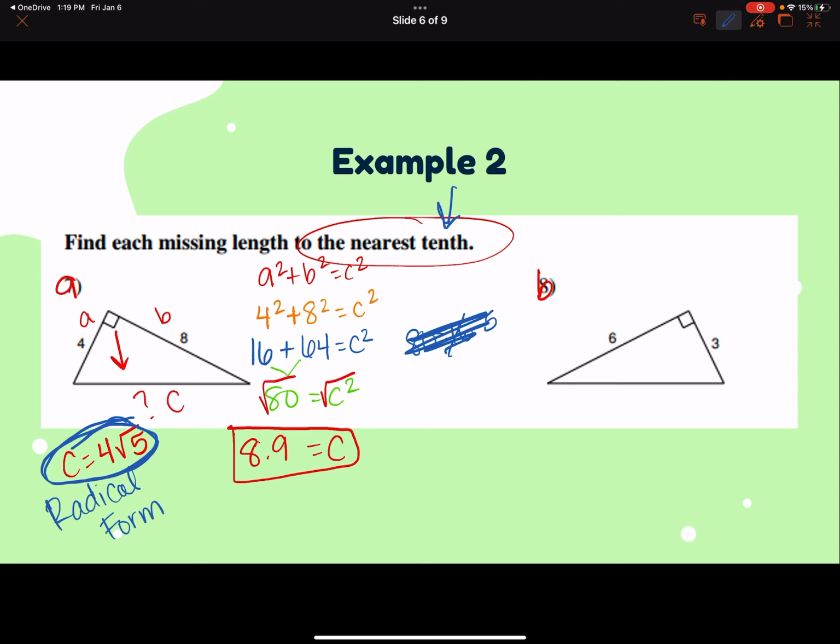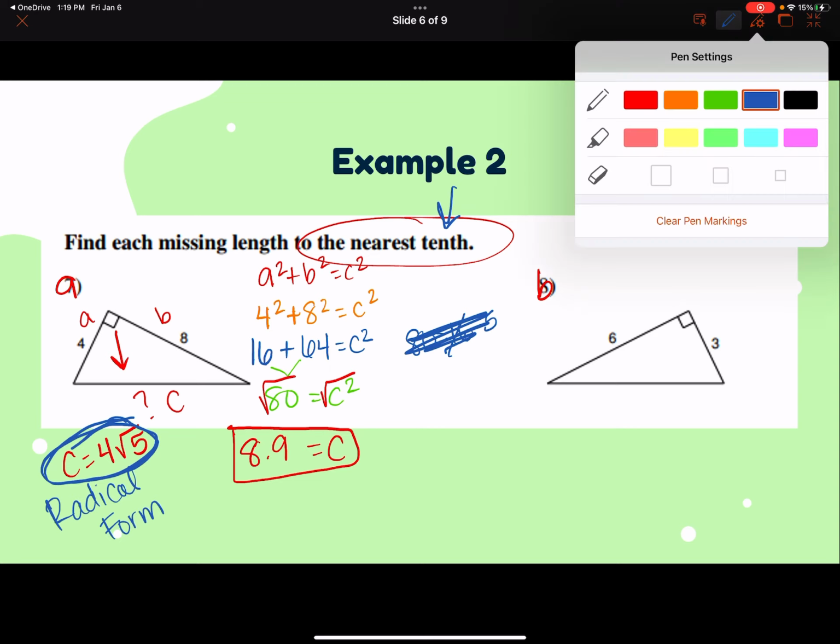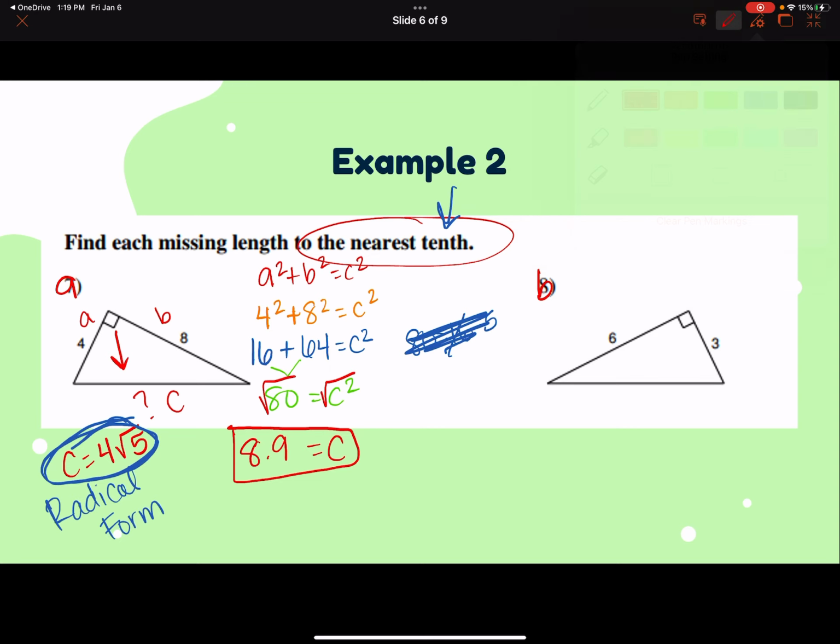So if you get a radical answer and you want a decimal answer, you're just going to push that button above the enter button that looks like this. And it's going to change that 4 radical 5 into this 8.9 for you. So everybody try that. Type in the square root of 80. You're probably going to get this 4 radical 5 unless you have a different calculator. And then just hit that button above the enter button. And it should change it into, it's about 8.94427, blah, blah, blah. But we rounded to the nearest tenth, 8.9.